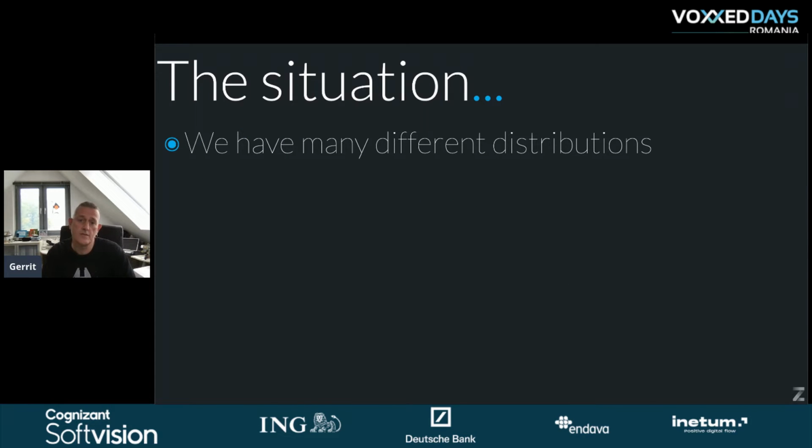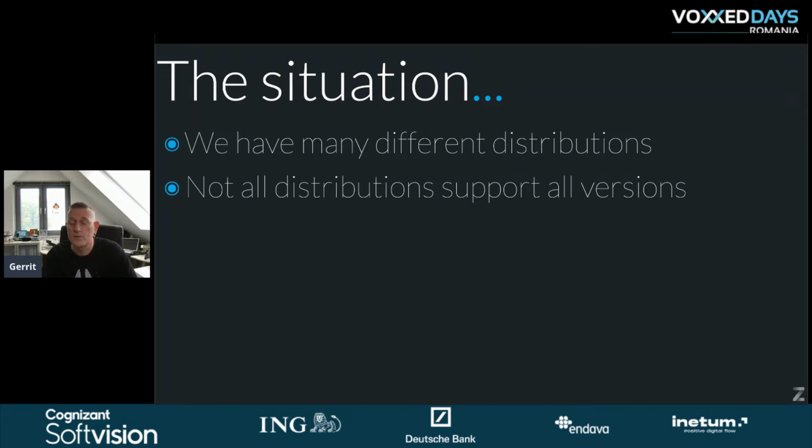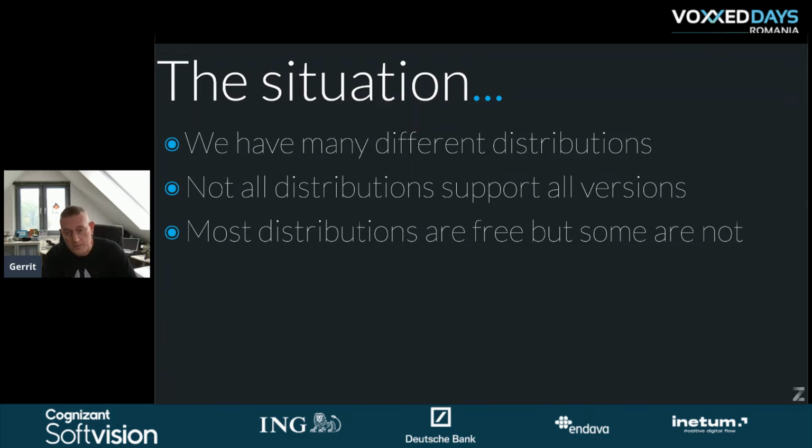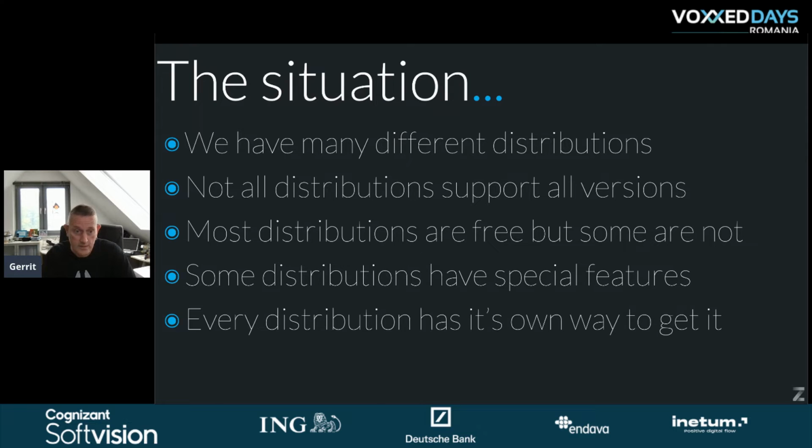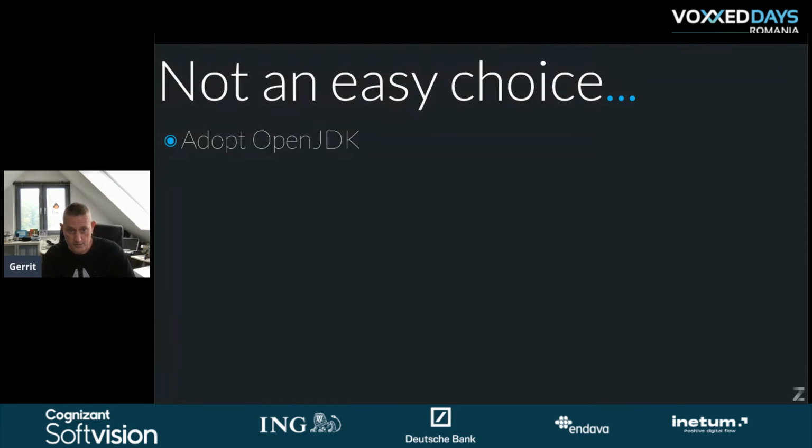So the situation is we have many, many different distributions of OpenJDK. And not all distributions support all versions. Most of the distributions are free, but some are not. And some distributions have special features, right? So they have specific garbage collectors, or they have other features. They might be optimized for usage on ARM processors or whatever. This is just something that you will find. And then, like I said already, every distribution has its own way to get it. There is no central place where you can get a JDK distribution. And it's not an easy choice.